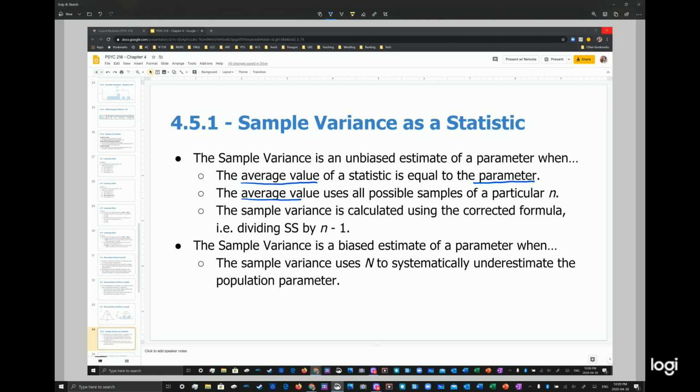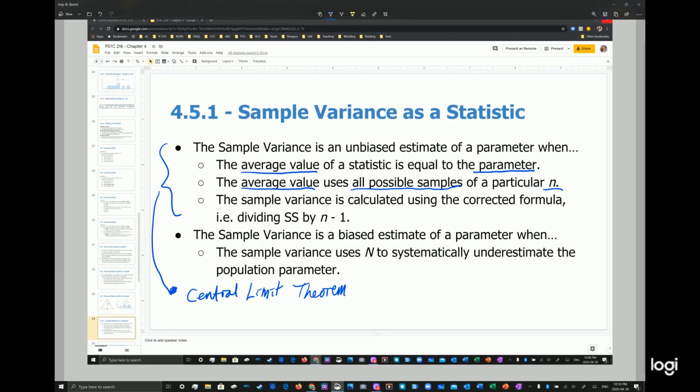Also, the average value, by default, uses all the possible samples from a particular sample size n. And this is going to be part of something called the central limit theorem, which we need to make a theoretical approximation of a theoretical distribution, a sampling distribution that approximates as closely as we can the population distribution. So we continue. This is going to be like chapter 7 in our book.